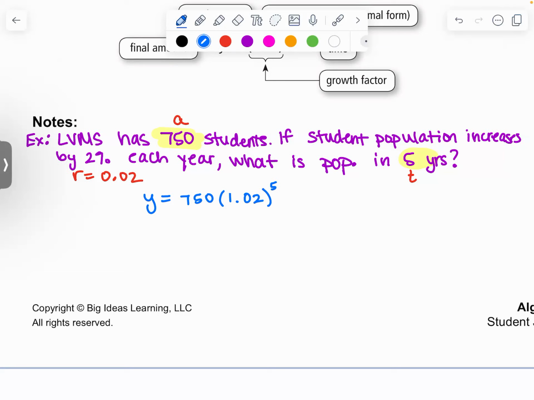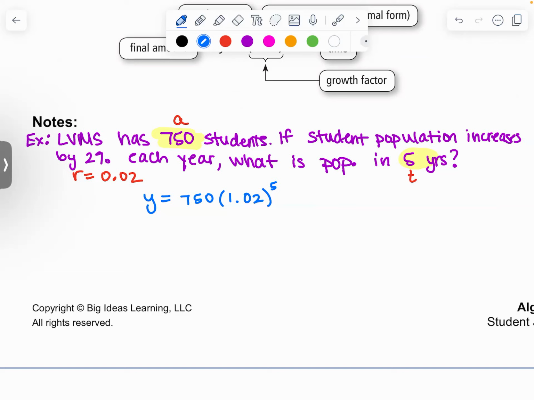Could you guys look over here, please? Back here at my calculator poster. This is what you can do with the nice calculators that we have. Type in 1.02. Everybody type it in.